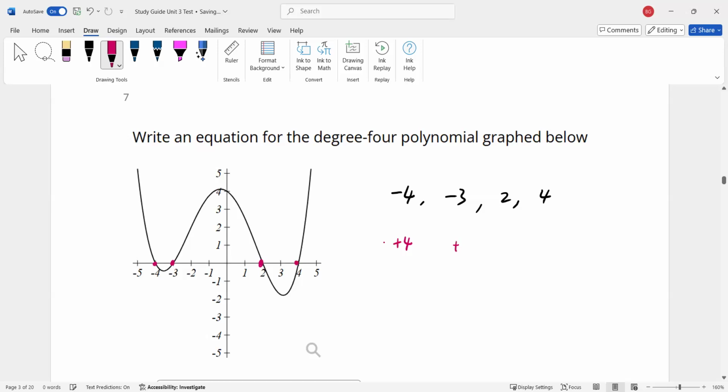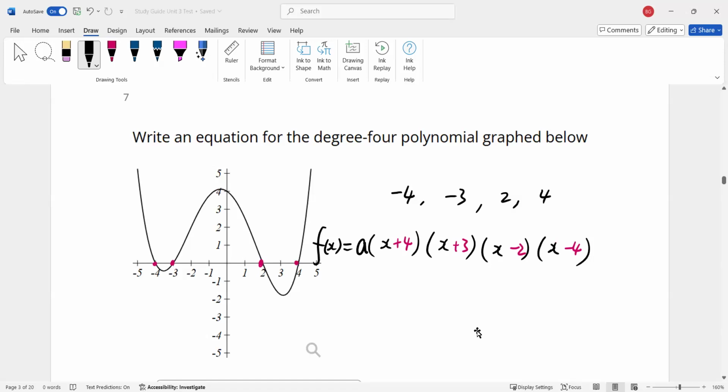I'm going to take their opposites: +4, +3, -2, -4, and then put the x in front of each one, and put a parenthesis to frame each one, and then multiply them together, right? And we need to put an a in front of the product. A, what is A? A is the leading coefficient. We need to know the value, of course. How do we know the value of the leading coefficient?